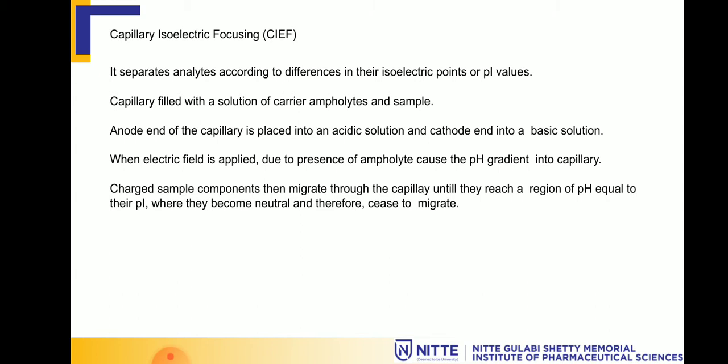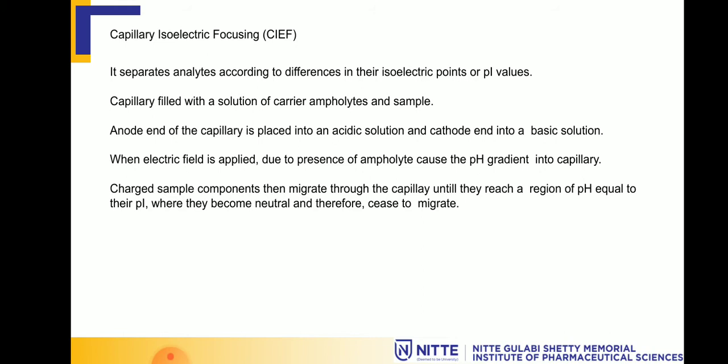So when the migration ceases, when the isoelectric point matches, there is no further migration, and each of these cations and anions has a different isoelectric point. On that basis they separate, based on the pH of the cations matching the solution, the acidic medium or basic medium in which you are carrying this out. So it separates the analyte according to the difference in isoelectric points, or pI value. Hope you have understood this.